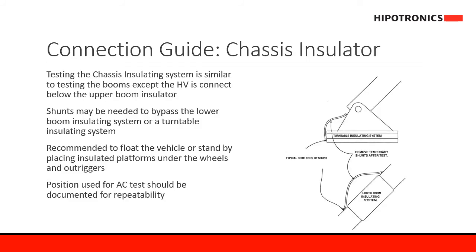This diagram is also an image from the ANSI 92.2 standard, and it illustrates the use of shunting jumpers for testing the chassis insulating system. When testing the chassis insulating system, it is recommended to test in a floating mode, similar to testing Category C aerial devices.